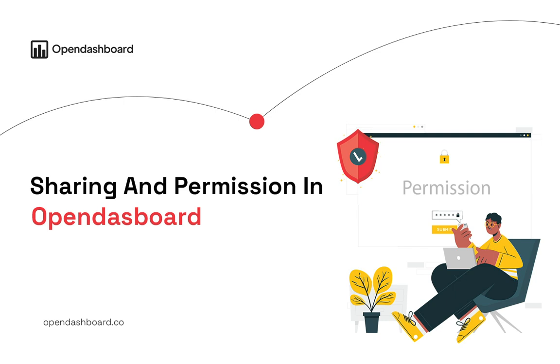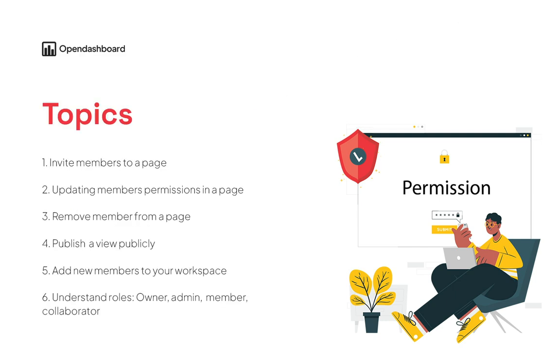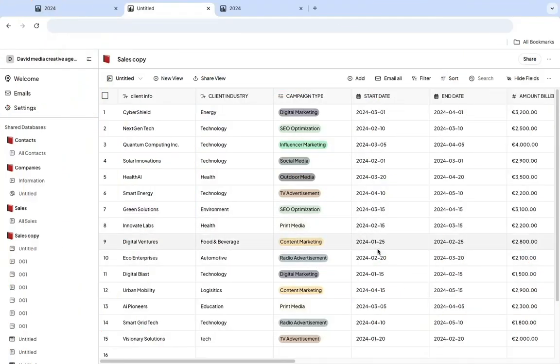Today, we will cover sharing and permission in Opendashboard, specifically inviting a member to a page, updating permissions on a page, removing a member from a page, publishing a view publicly, adding new members to your workspace, understanding roles in a workspace. All right, let's kick things off.